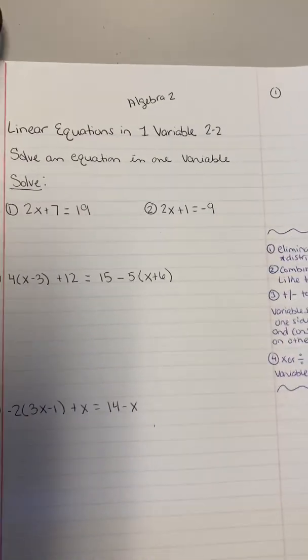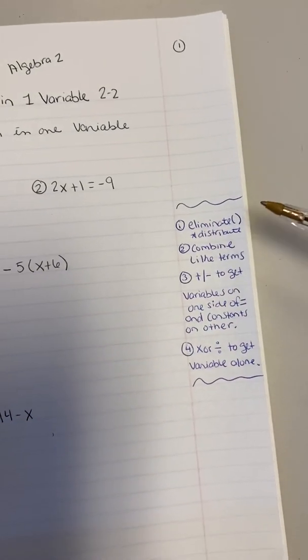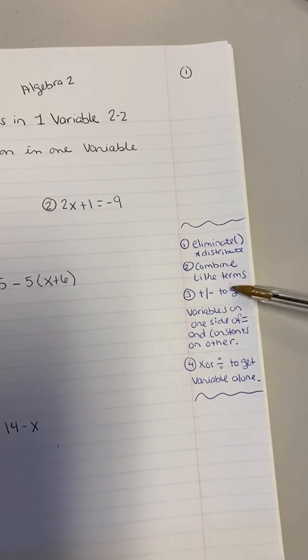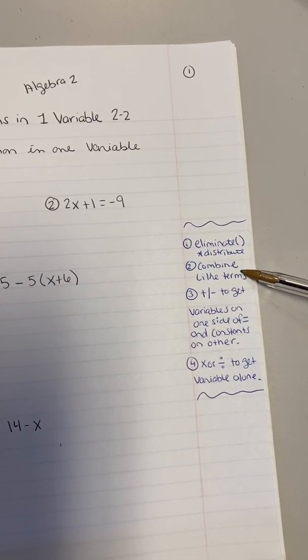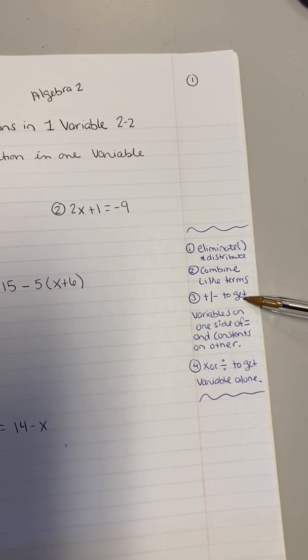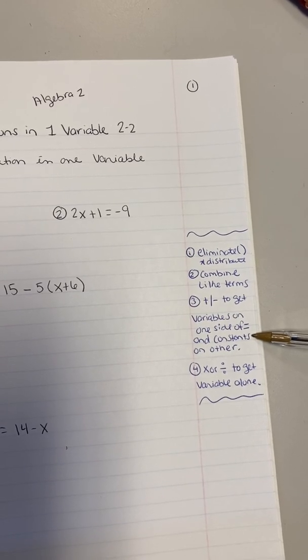Okay, so we are solving linear equations in one variable. So we have some steps over here. You need to eliminate your parentheses by distributing. Remember, distribute means multiply. You're going to combine like terms. You're going to add or subtract to get variables on one side of the equal sign and constants on the other. Remember, constants are numbers that do not have variables attached to them.